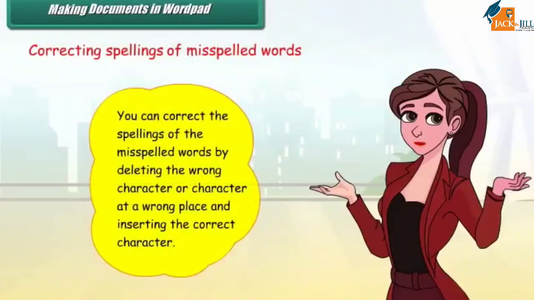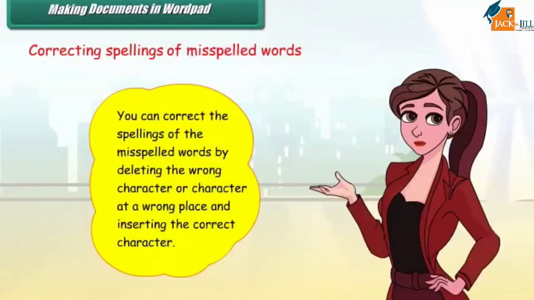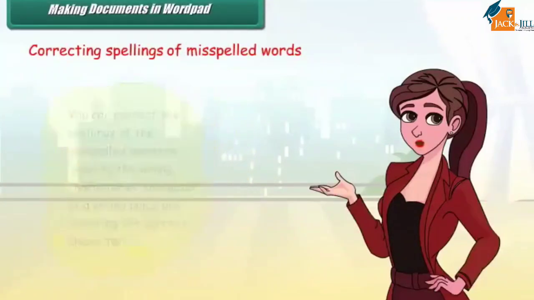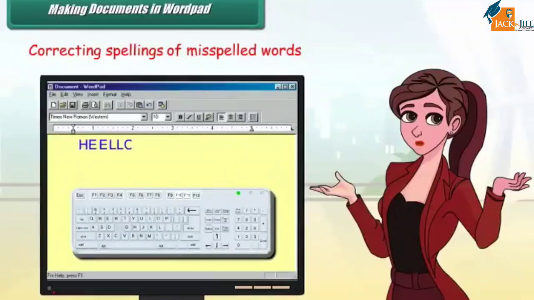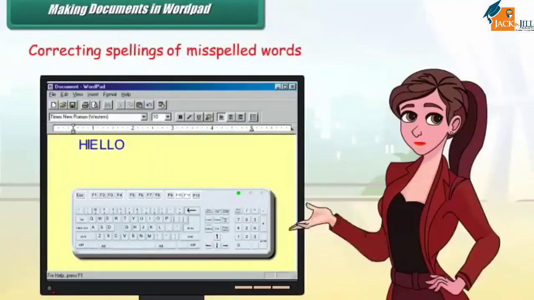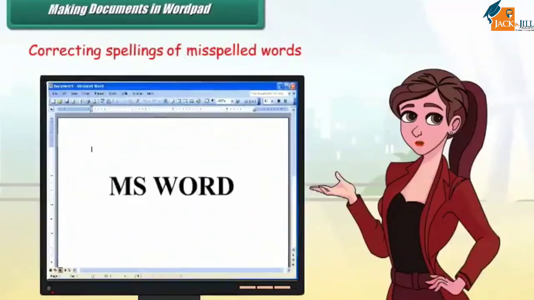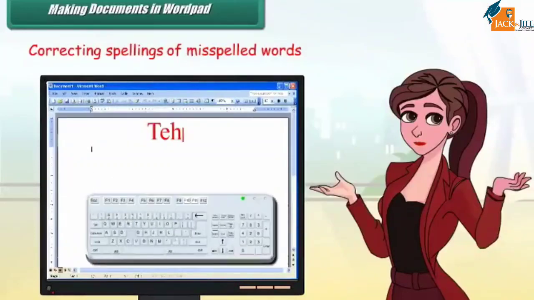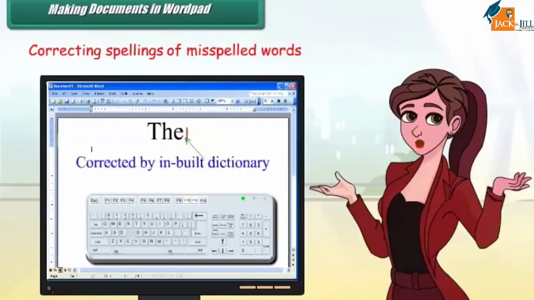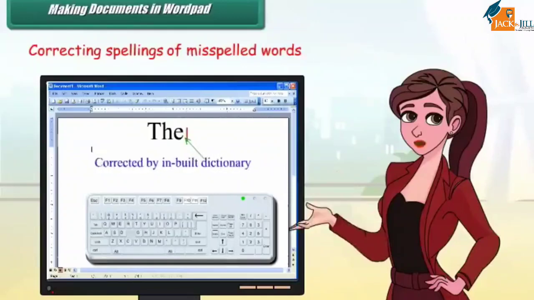Correcting spellings of misspelled words. You can correct the spellings of misspelled words by deleting the wrong character or characters at a wrong place and inserting the correct character. MS Word, a word processing software, has an inbuilt dictionary and it automatically points out the misspelled word and suggests its correct spellings.